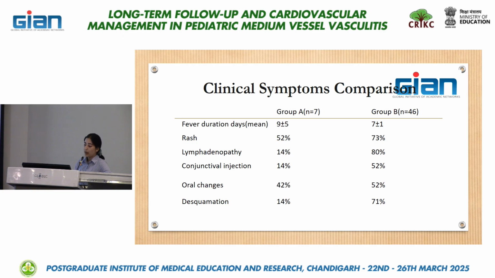Comparing the clinical symptoms, in Group A, which is less than 6 months of age, the fever duration was 9 days. The mean duration in Group B was 7. The rash was 52% in Group A, and in Group B the mucocutaneous symptoms were more as compared to Group A.